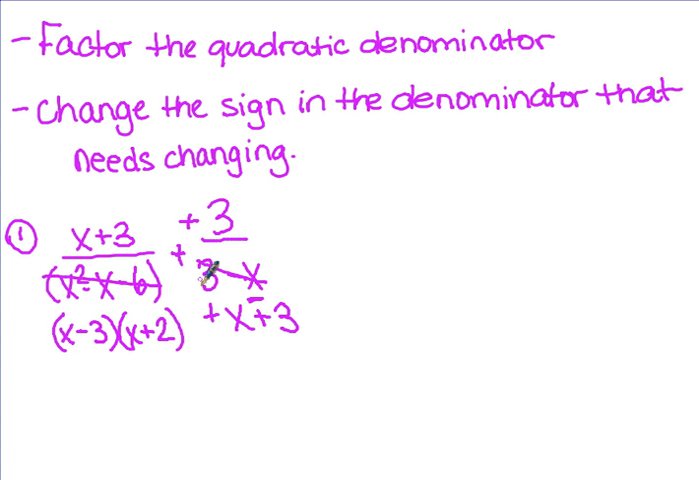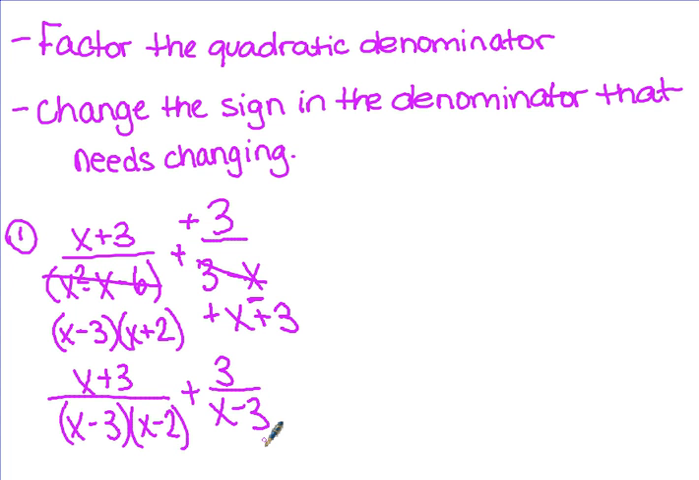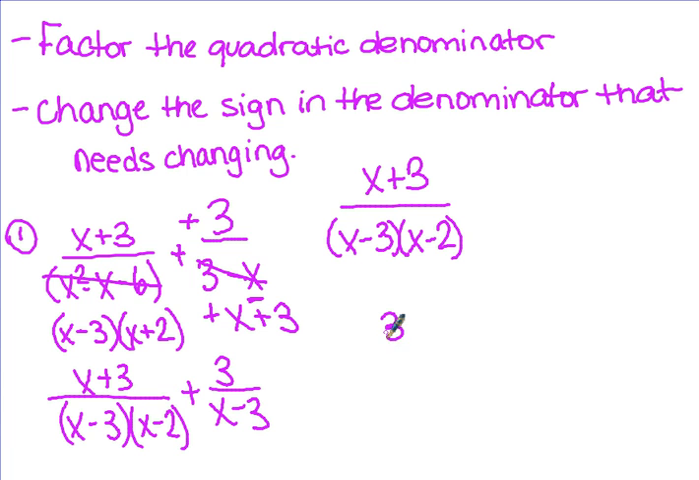Now my problem looks like this: x plus 3 over x minus 3 times x minus 2, plus 3 over x minus 3. I've factored the denominator and switched the other denominator, so now I can find a common denominator to add. My common denominator is going to be x minus 3 times x minus 2. My first term stays exactly the same, because it already has the denominator. In my second term, I'm going to multiply the numerator by x minus 2, because that's what I'm multiplying the denominator by.